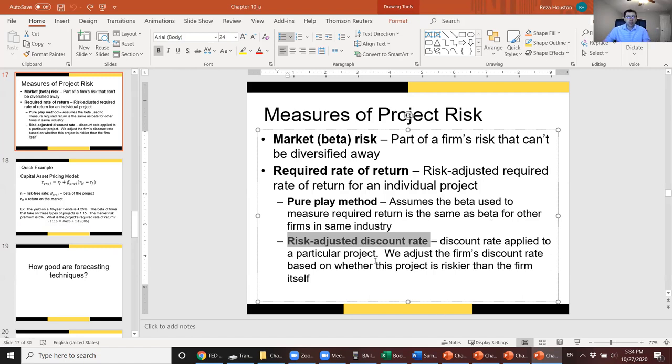So this risk-adjusted discount rate, I mean, it's exactly what it sounds like. We adjust our discount rate based on the perceived riskiness of a given project.